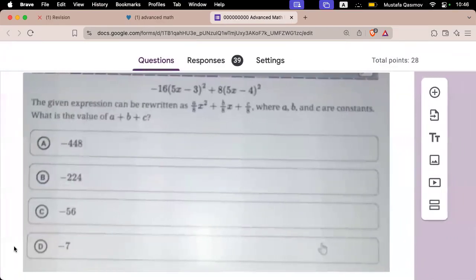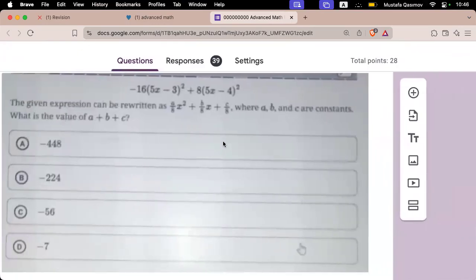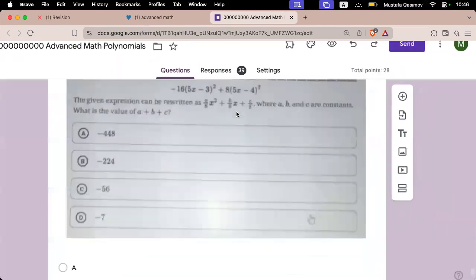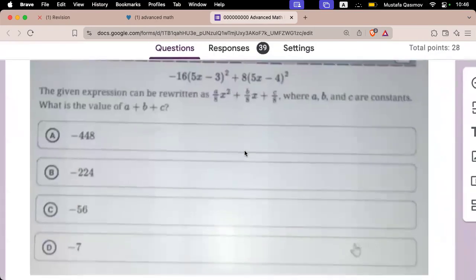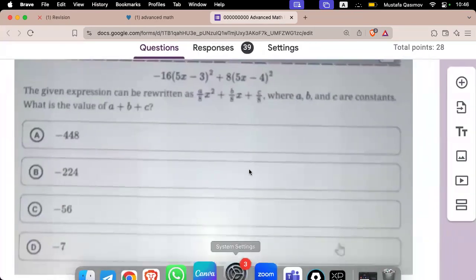Maybe it's correct. I will also show how to solve it with Desmos. Yeah, what about you? We put it to the Desmos and do the same thing as we did before. Like x writing instead of x1.